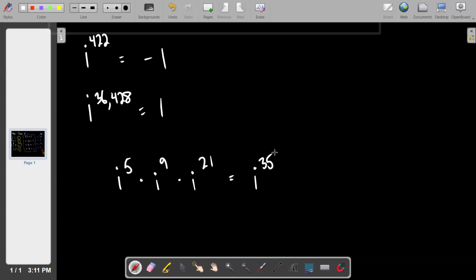And then from there, what's the remainder when you divide 35 by 4? How many times does 4 go into 35? 8, with a remainder of 3. And a remainder of 3 puts us at the 3rd spot down in the table, which is negative I. 3rd spot down is -I, right? 2nd spot down is the -1. Do you have any questions about powers of I?